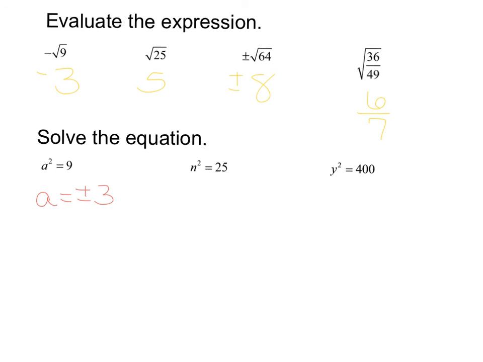So n squared equals 25. What can n be? N can be positive or negative 5. And finally, y squared equals 400. You can use your calculator, you can look at the chart. What can y be? And square it to get 400. Well, y can be positive or negative 20. So that's how you solve an equation that has a square.